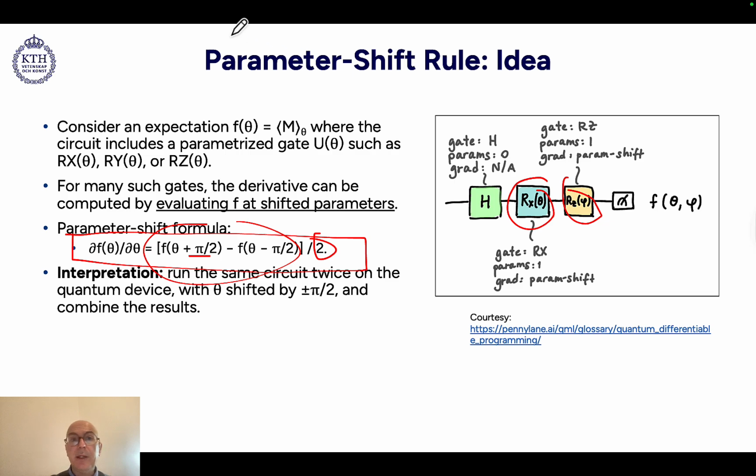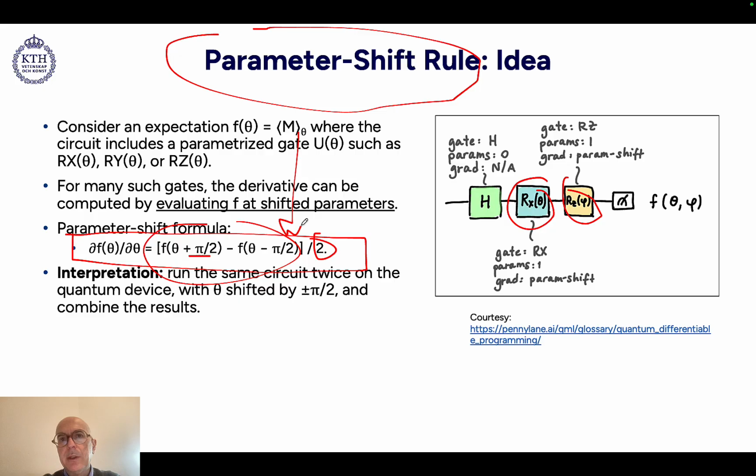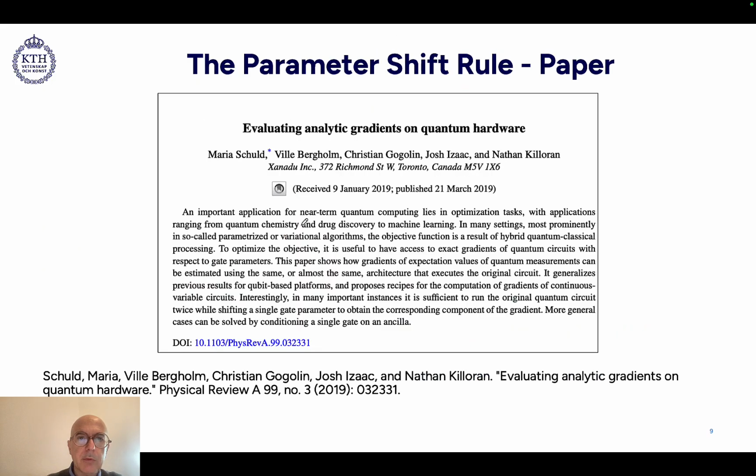The main point here is that we can use this estimate directly on the quantum hardware. So this is one of the few techniques that we can employ to calculate gradients on quantum computing hardware. If you want to go into more detail on how this actually works, I highly recommend this paper by Maria Schuld, Bergholm, Gogolin, Izaac, and Killoran, entitled Evaluating Analytic Gradients on Quantum Hardware.